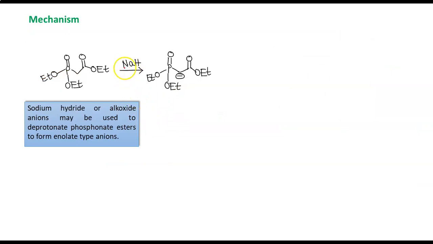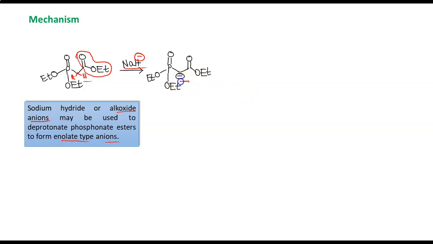So we are using here sodium hydride, right? And as the electron withdrawing group, what we have taken is CO2R, that is CO2Et. So here these two hydrogens will be acidic in nature. In the presence of NaH, it will act as a base and capture these hydrogens. So sodium hydride or an alkoxide anion may be used, not just sodium hydroxide, we can take any alkoxide anion also, to deprotonate this ester so that we can get an enolate type of anion.